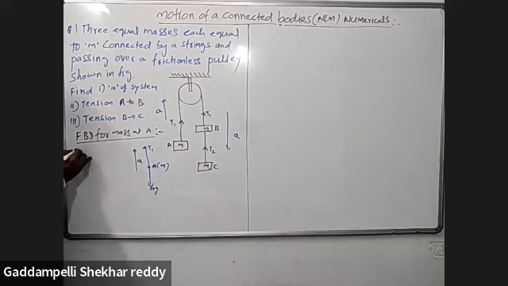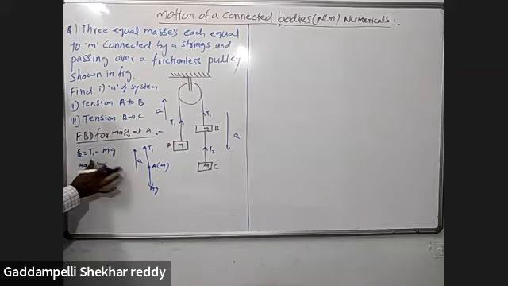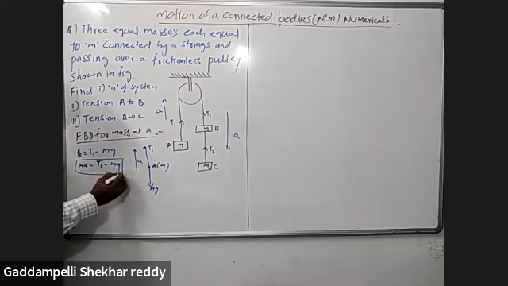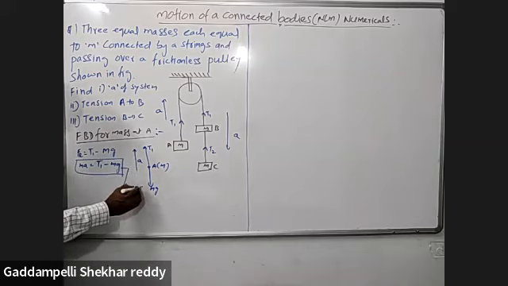Now we have to write the net force. F net is equal to T1 minus mg. F net we write as ma. So ma is equal to T1 minus mg. Let it be equation 1.